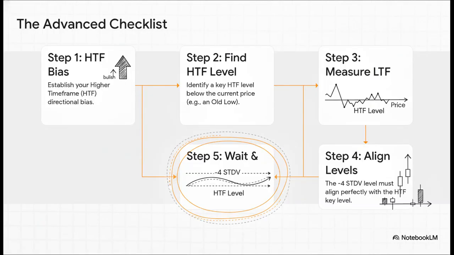Okay, let's build this out into a full checklist, a step-by-step guide. First, you establish your bias. Let's just say it's bullish. Second, you find that key higher time frame level below where the price is right now. Third, you switch down to your low time frame, and you measure that manipulation leg as it pulls back towards your big level. And here's the magic. Step 4, you are looking for perfect alignment. You need that -4 standard deviation projection from the little chart to land precisely on top of your key level from the big chart. When they line up like that, you found your high probability zone.